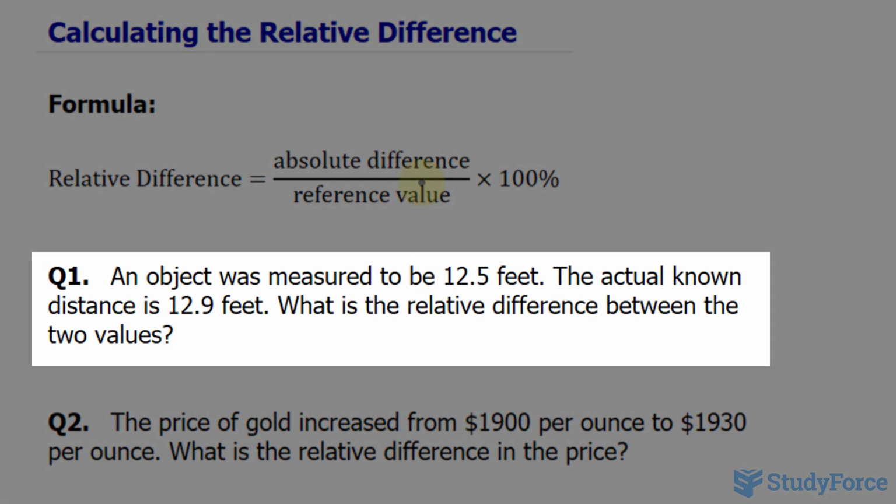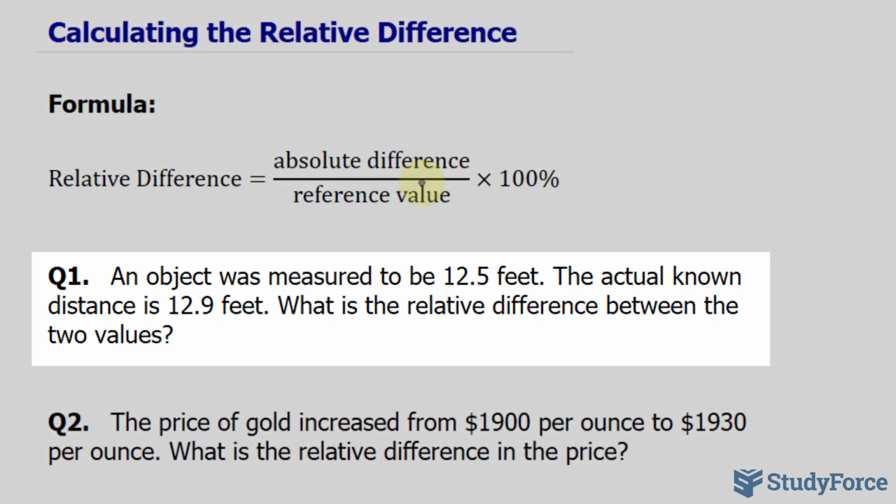Question 1 reads, an object was measured to be 12.5 feet. So that is the observed value. The actual known distance is 12.9 feet. That will be our reference value. What is the relative difference between the two values?